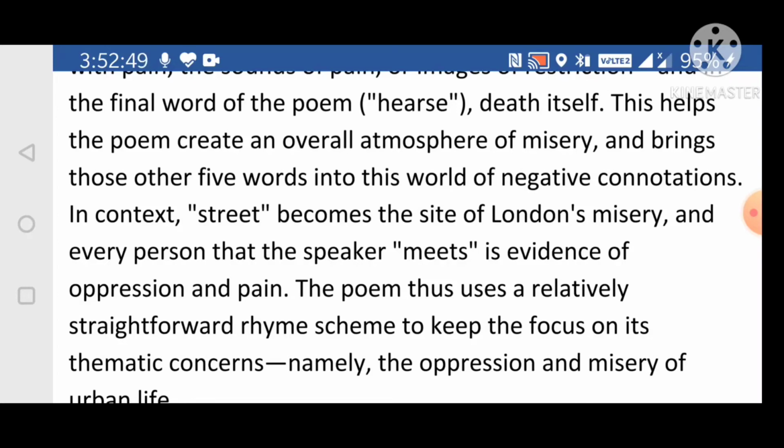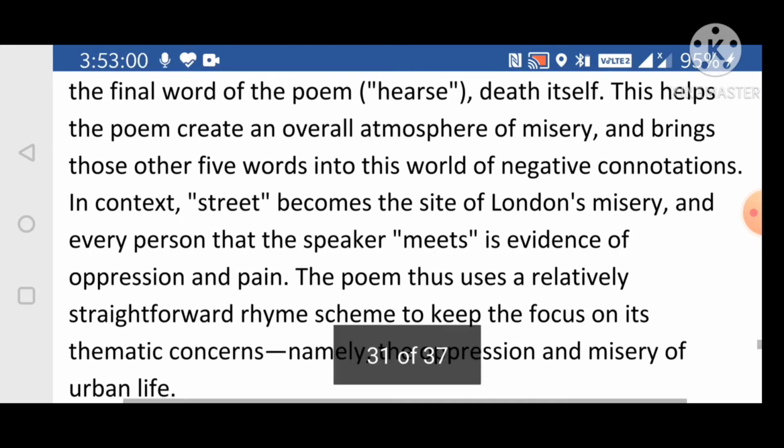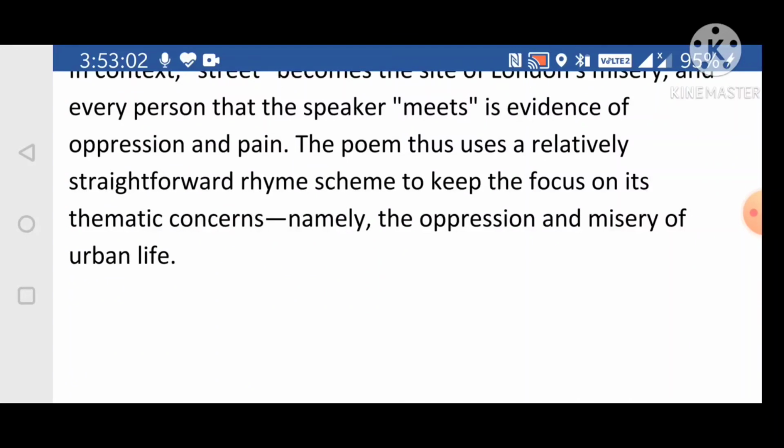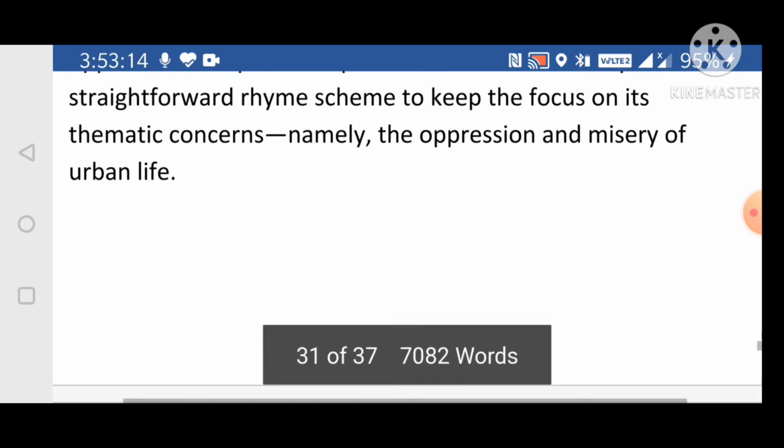In context, street becomes the site of London's misery, and every person that the speaker meets is evidence of oppression and pain. The poem thus uses a relatively straightforward rhyme scheme to keep the focus on its thematic concerns, namely the oppression and misery of urban life.